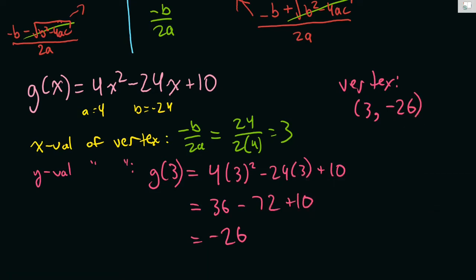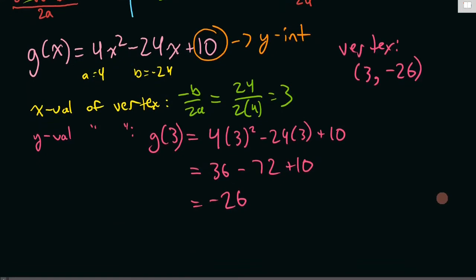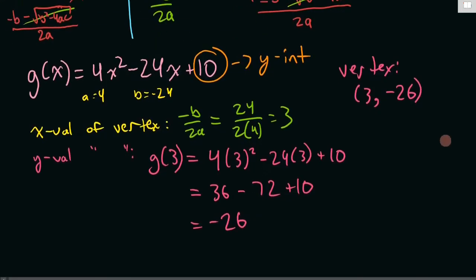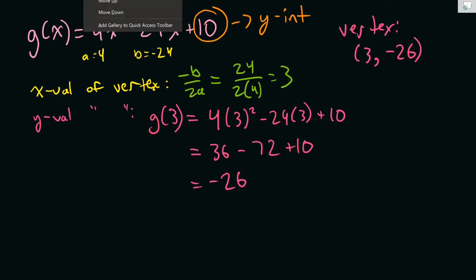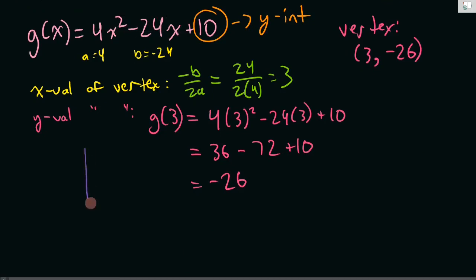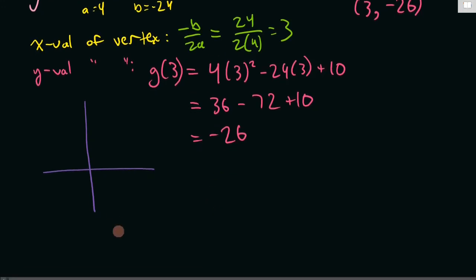And my y-intercept is 10. So let's sketch this. Okay, let's draw some axes. Let's sketch it right here. Okay, nice small graph. So 3, negative 26. I guess I'll put here. This is 3, negative 26. And my y-intercept is 10.